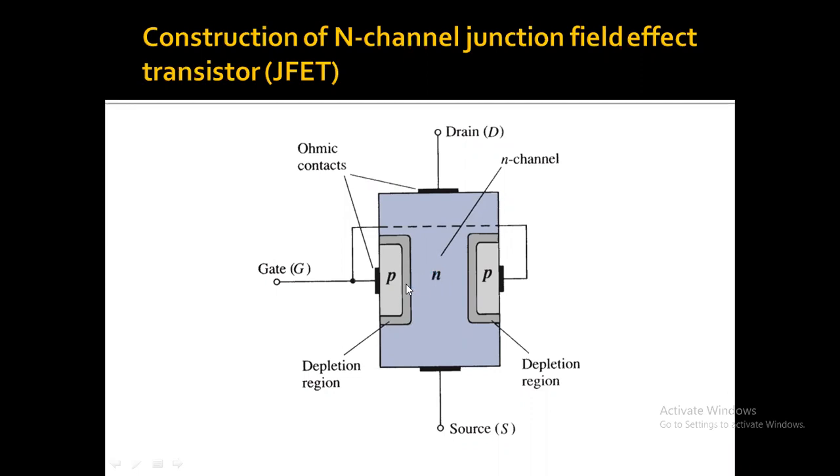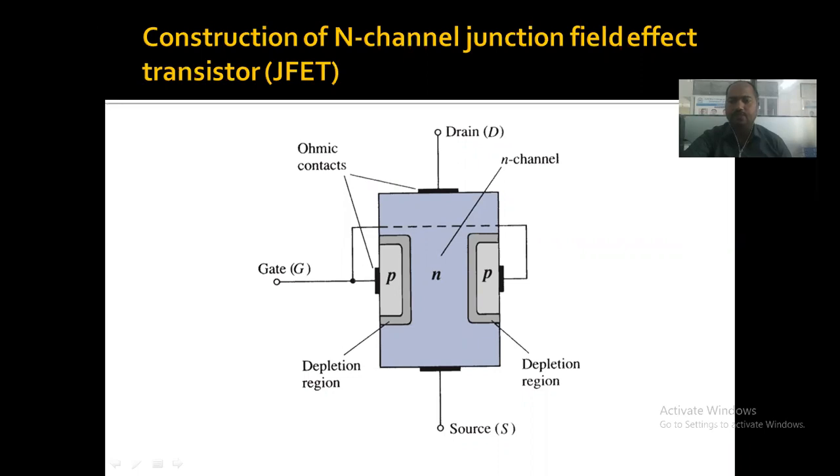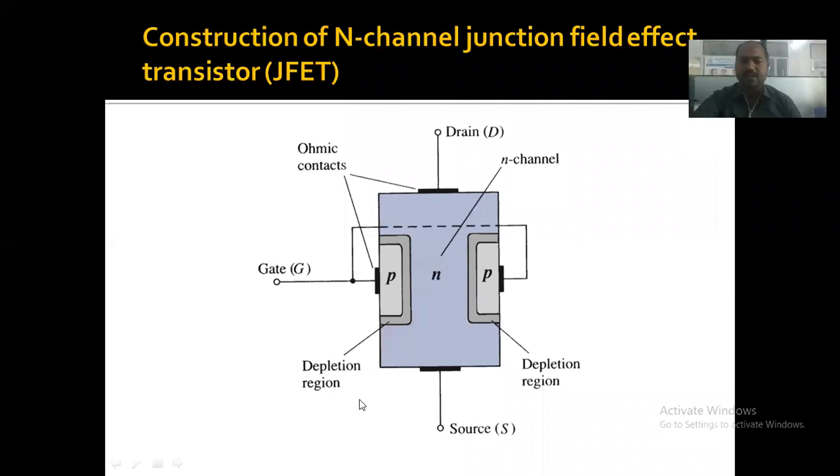Why does that happen? Because opposite charges attract each other. Due to this attraction, they recombine in this portion. This happens up to a small extent. After that, one layer forms, which is called the depletion layer.